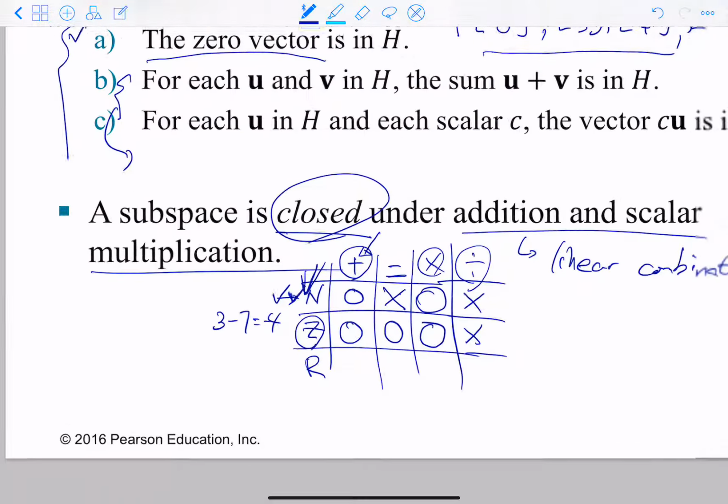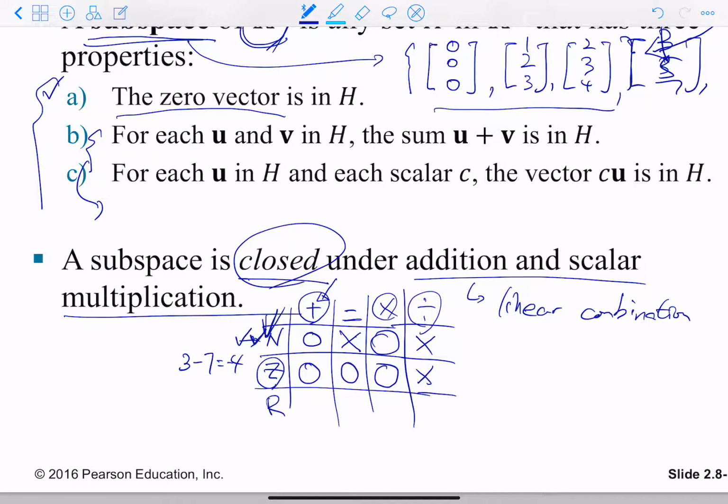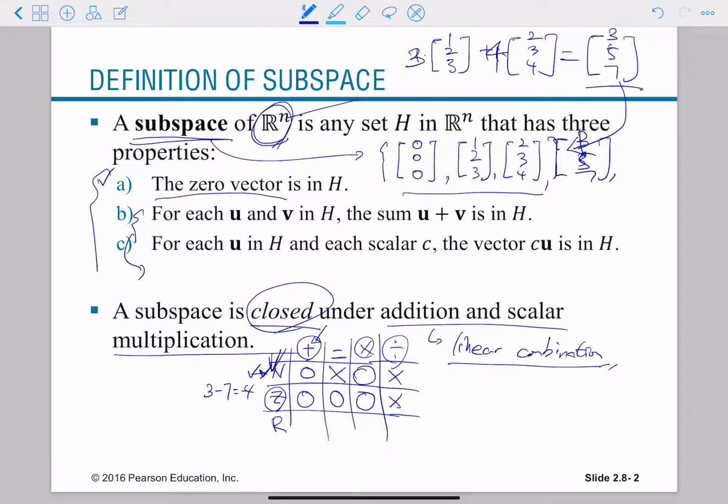That closedness is applied to the operation of linear combinations when considering a set of vectors. If this set is closed under linear combinations, then this set is called a subspace, not just a subset of vectors, but a subspace. Again, n is fixed as a particular number.